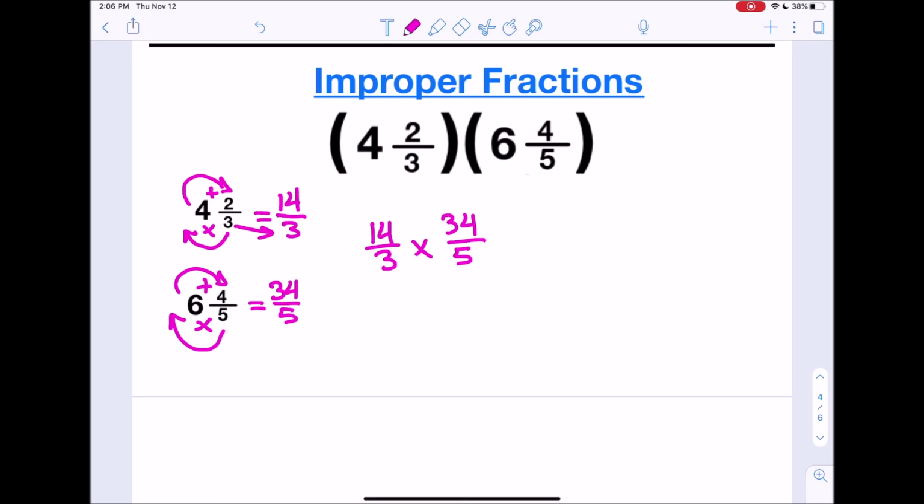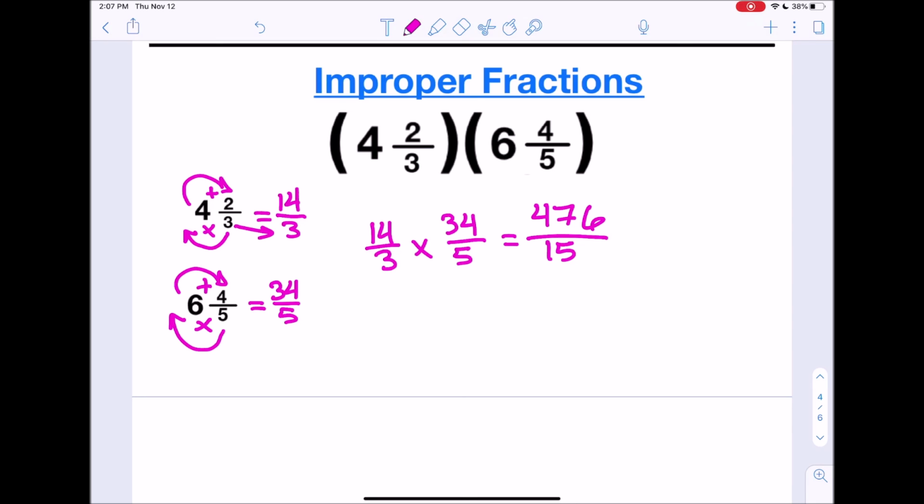And there's nothing to simplify, right? There's not a common number for 14 and 5, and there's not a common number for 34 and 3. So all we can really do here is just multiply across. 14 times 34 is equal to 476. 3 times 5 is 15.